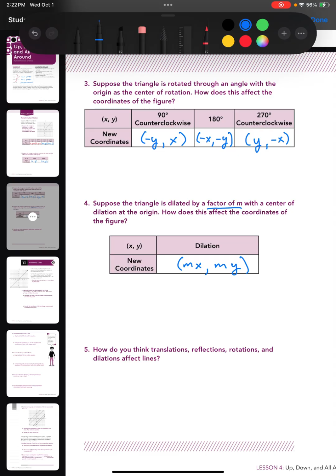So how might we think translations, reflections, rotations, and dilations affect lines? It's going to be just like they affect geometric figures. It will be no different.